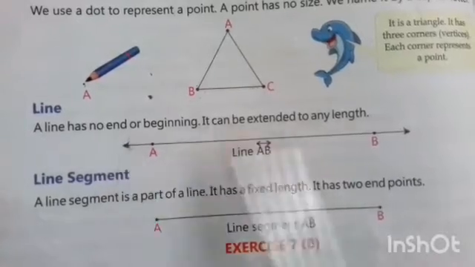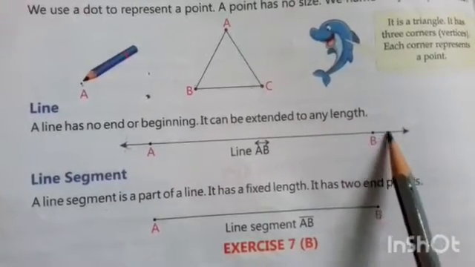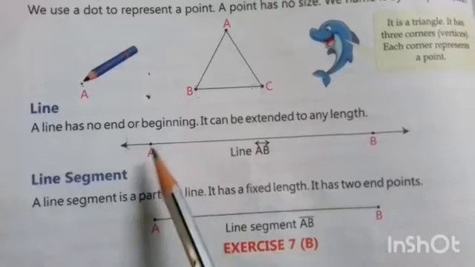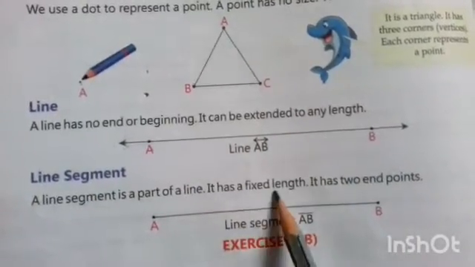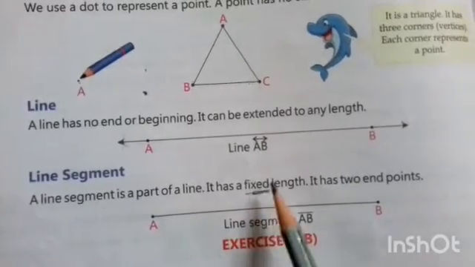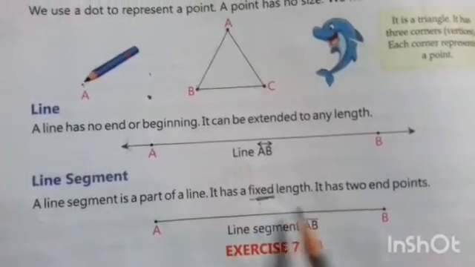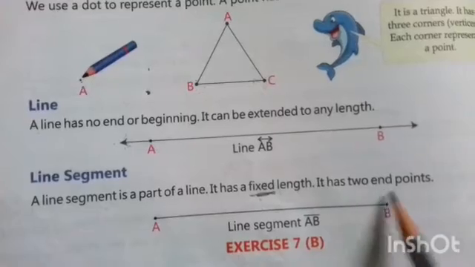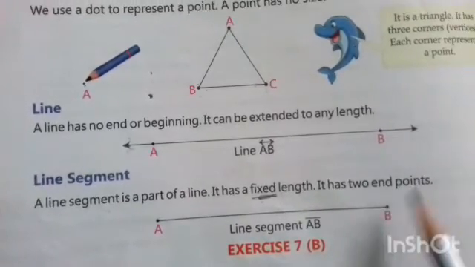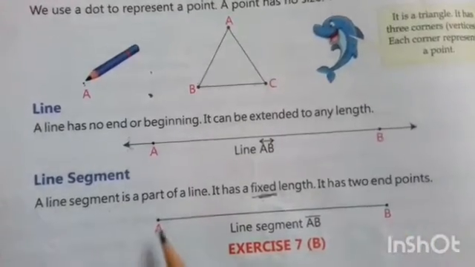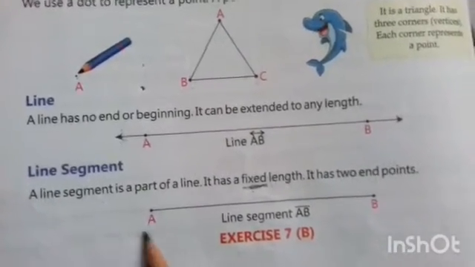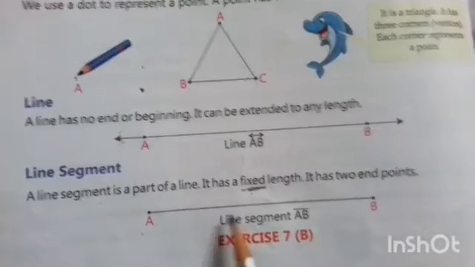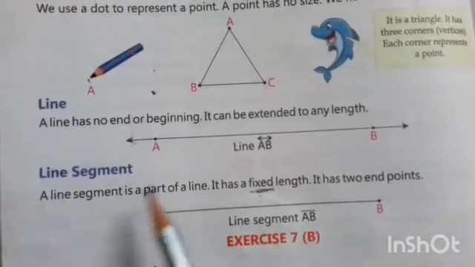Line starts from here to here and extends to many more, but a line segment is a part of a line and it has a fixed length. Its length is fixed. It doesn't change. It has 2 end points, and the 2 end points are clear, okay. Just B and A, shown with the capital letters A and B, those are end points, and a line segment is a part of a line, okay.